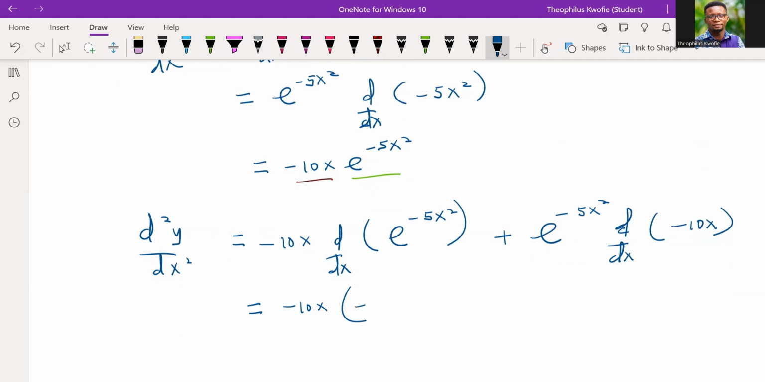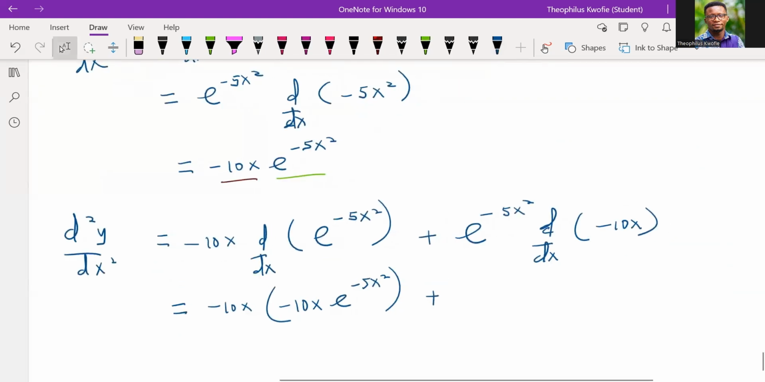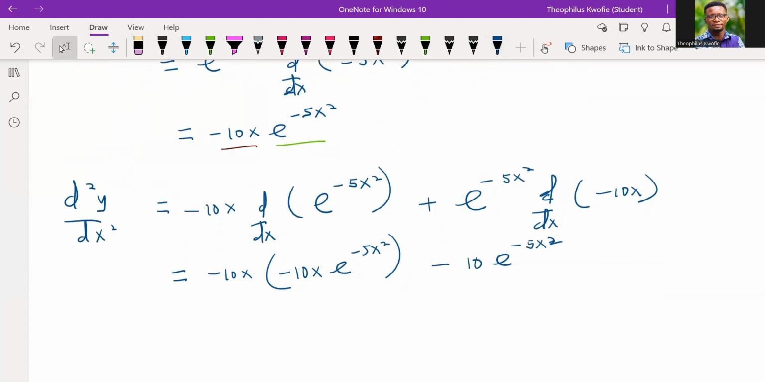So we differentiate the power, that gives us what? Minus 10x, then we multiply the result by the problem itself. Okay, and then when we differentiate minus 10x, what do we get? Minus 10. Then we multiply by what is outside. So let's take notes. So this is going to be our result for this particular problem. But then you can go further to simplify this, and that will be all.